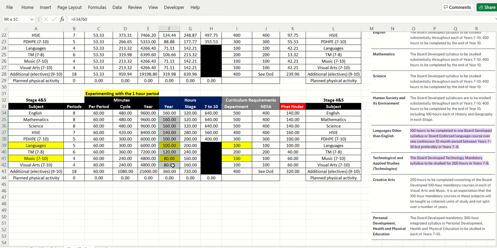So we're going to change it; actually, there'll be no stage requirement, there'll be a year. So if we were to drop language in year 7, music in year 8, or whatever it decided to be, and we were to change to a 1-hour period, we would need 5 periods. So that's just something I'm experimenting with for getting my head around curriculum design.